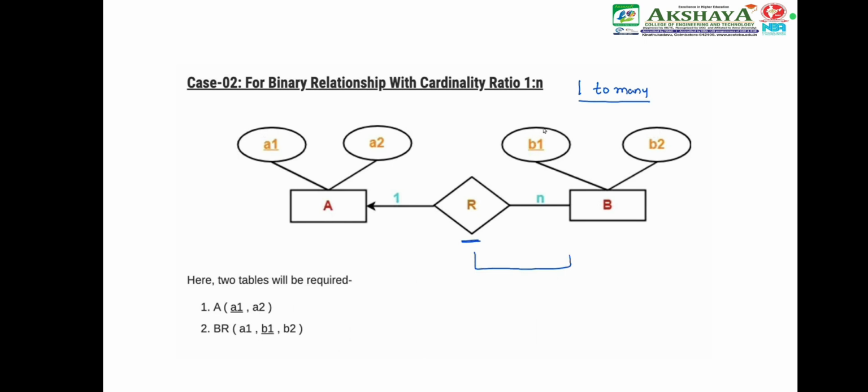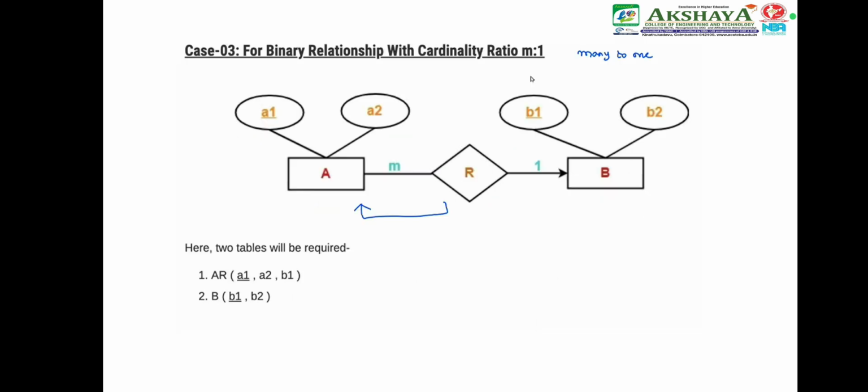The second case is binary relationship with cardinality ratio 1 is to N. Here two tables will be required, where A will be A1 and A2, and BR will be A1, B1 and B2. Case 3 is for binary relationship with cardinality ratio M is to 1. AR is defined as A1, A2 and B1. B belongs to B1 and B2.